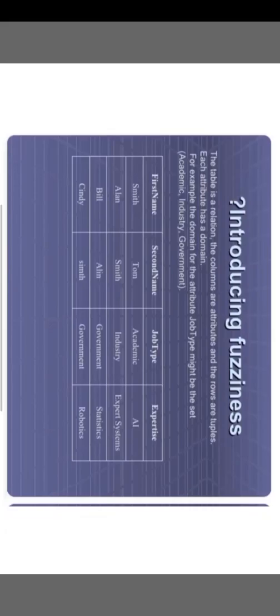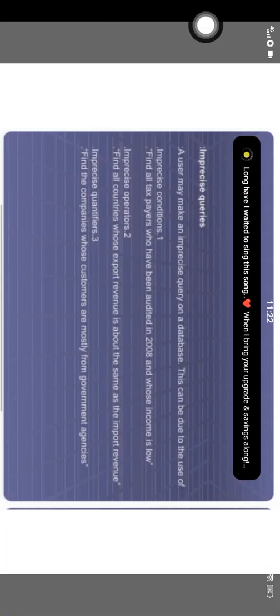Here the first name, second name, job type, expertise are the column names given in the table below. The person names are listed in the first column, and the second name in the second column. Job type is either academic, industry, government, or some other job type, whatever it may be. It is listed in the third column. Expertise, either artificial intelligence, expert system, statistics, robotics, or any other expertise. Here, imprecise queries.